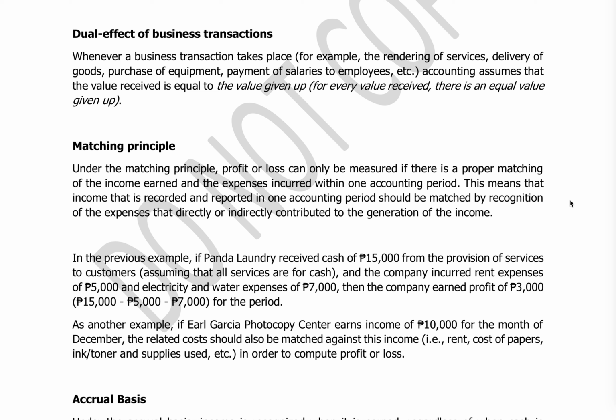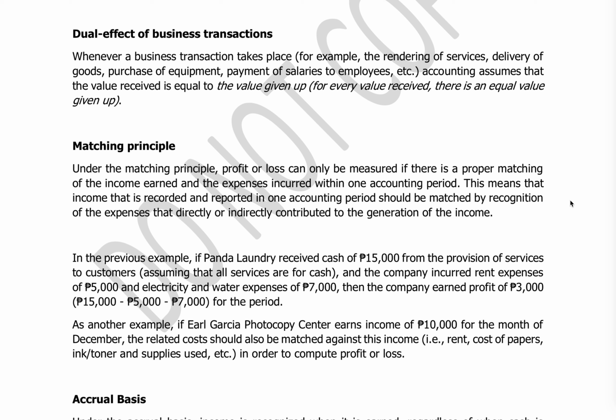Another example. Nagbebenta ko ng cellphone, buy and sell. Yan ang business ko. Benta ko. Sabi ko bumili pala si Mr. A. Bumili siya ng cellphone in the amount of 15,000 pesos. Sige, so binenta ko na. Binigay ko na yung cellphone. Nakatanggap ako ng cash, 15,000 pesos.